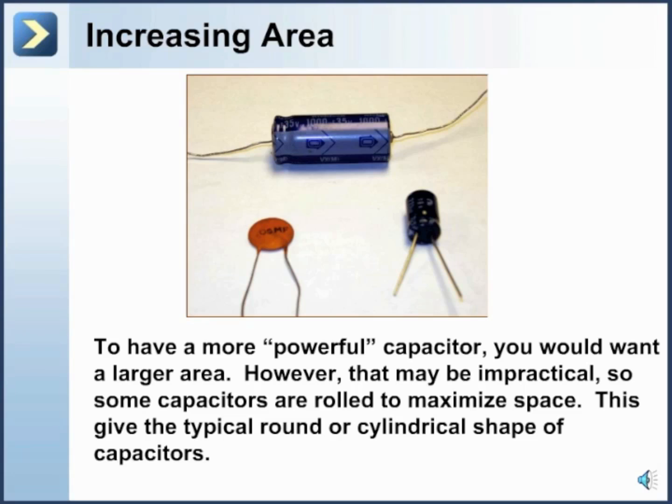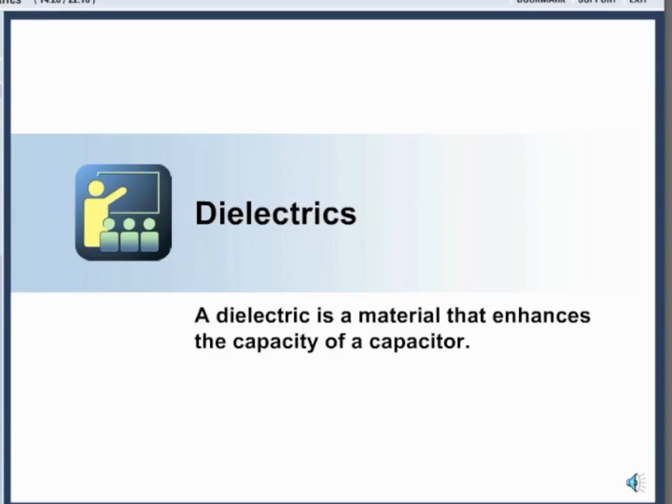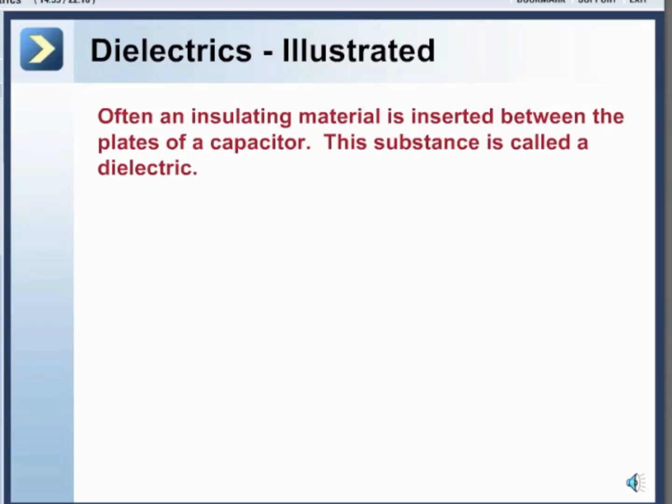So if you open up an electronic device that uses a capacitor, normally you're going to see this shape instead of the standard parallel plate shape, just because if you have an inner conductor and an outer conductor, you are able to maximize space. A dielectric is a material that enhances the capacity of a capacitor. And capacity is just a synonym for capacitance.